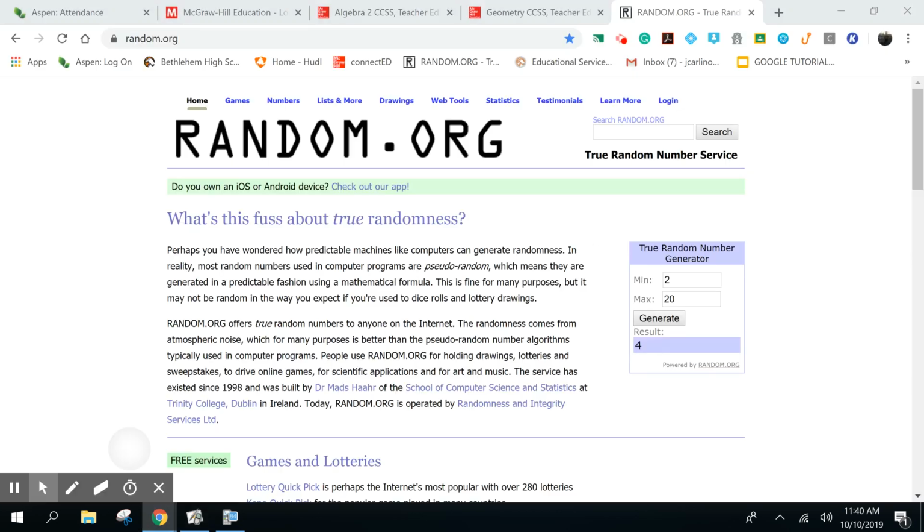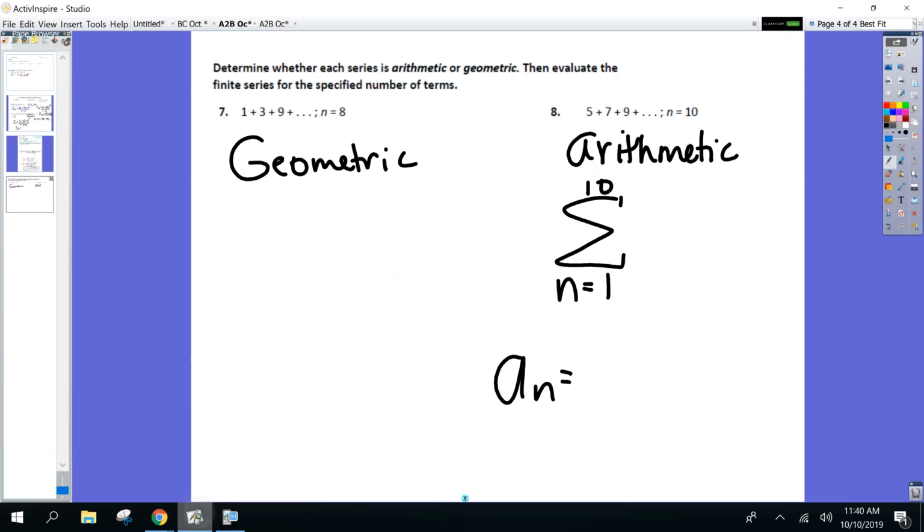So I need some people's help here. Go to your formula sheet. Number 12, go to your formula sheet. What's the equation for arithmetic sequence? Yep. Plus parentheses n minus 1 times d. Got it. Thank you.